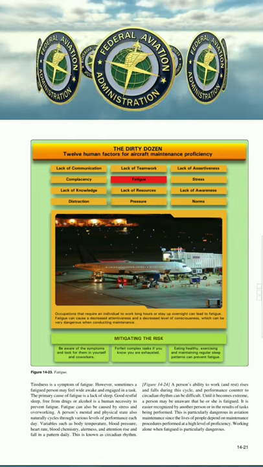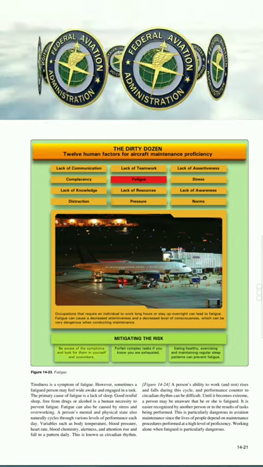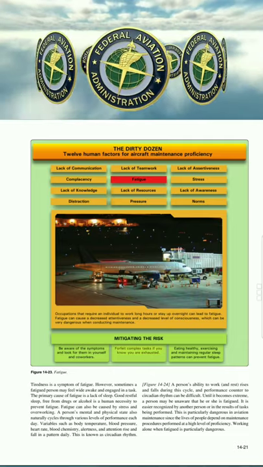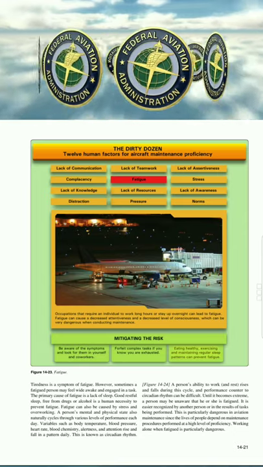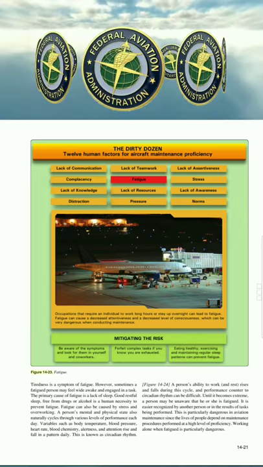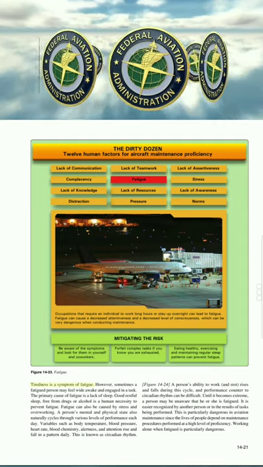Mitigating the risk. Be aware of the symptoms and look for them in yourself and coworkers. Forfeit complex tasks if you know you are exhausted. Eating healthy, exercising, and maintaining regular sleep patterns can prevent fatigue. Figure 14-23. Fatigue. Tiredness is a symptom of fatigue.